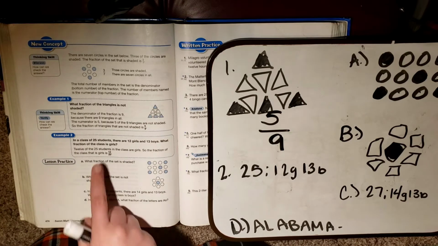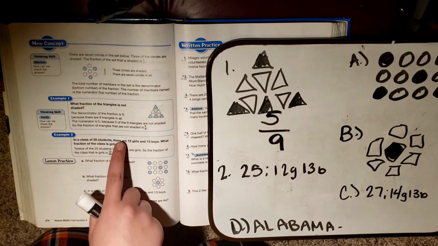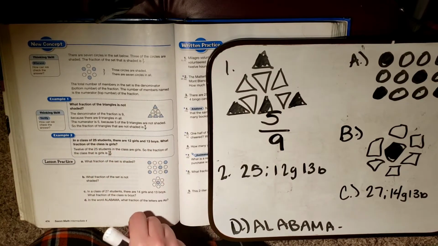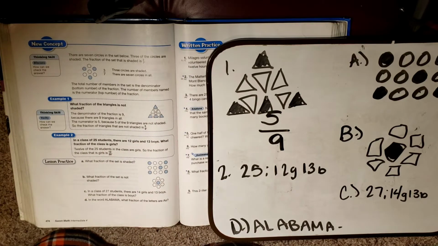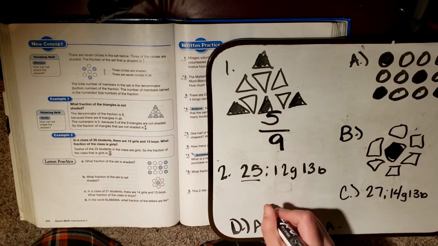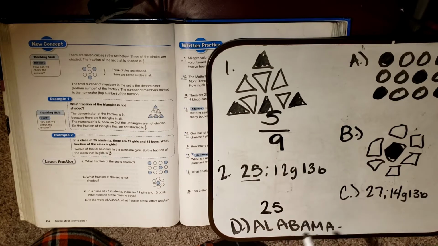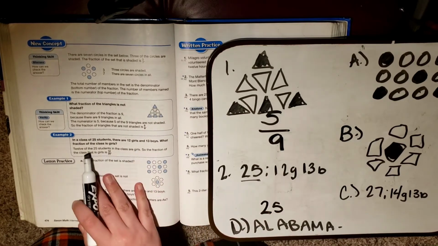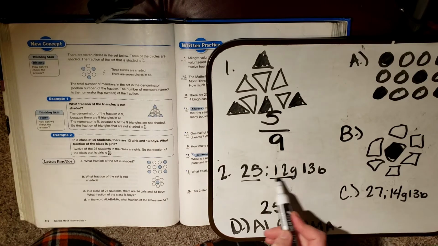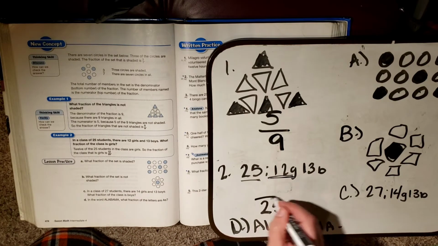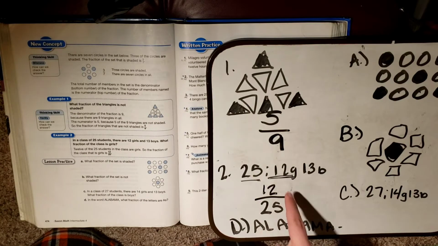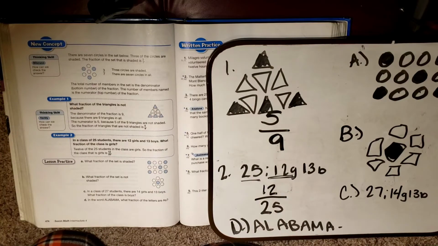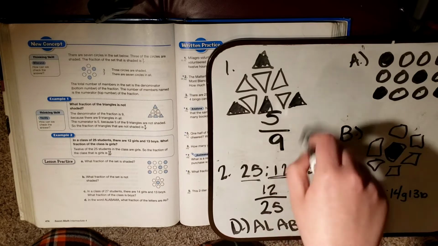Example 2 says in a class of 25 students, there are 12 girls and 13 boys. What fraction of the class is girls? So we know altogether we have 25. And it says how many are girls? We know there are 12 girls. So 12/25 are girls. And that's how we do those problems.